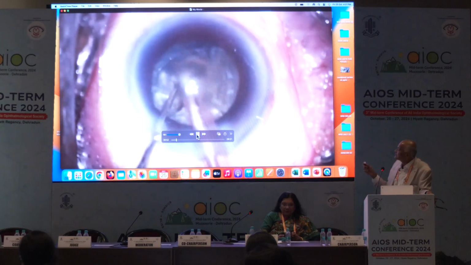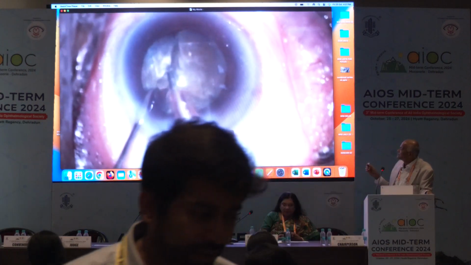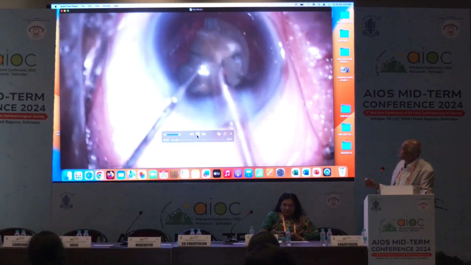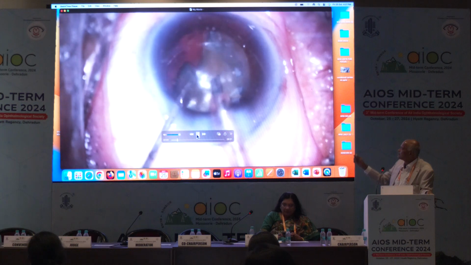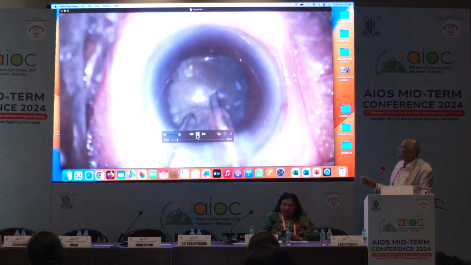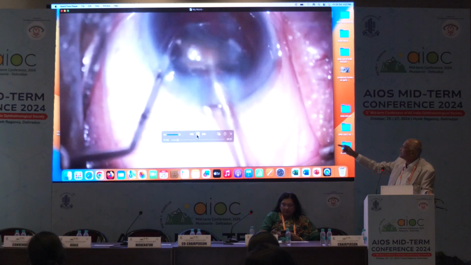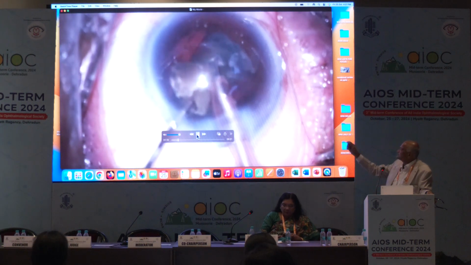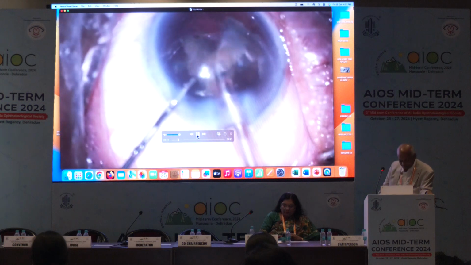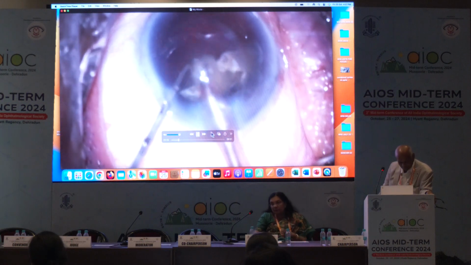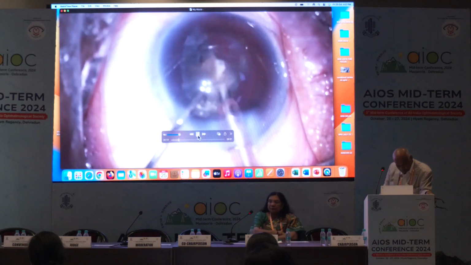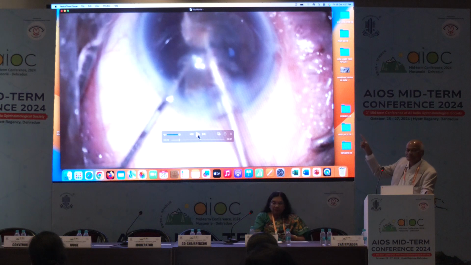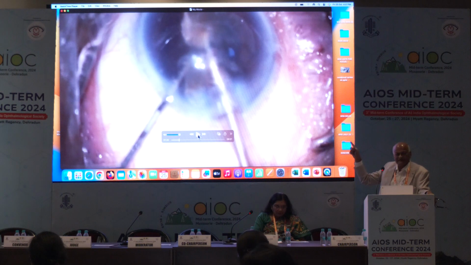Now see again, can you see this? Here I am removing this. Now you can see both the debulking, the removal of the hard nucleus, and now see this remaining piece that I have taken. When that small piece is taken, see now, two small pieces remain there.